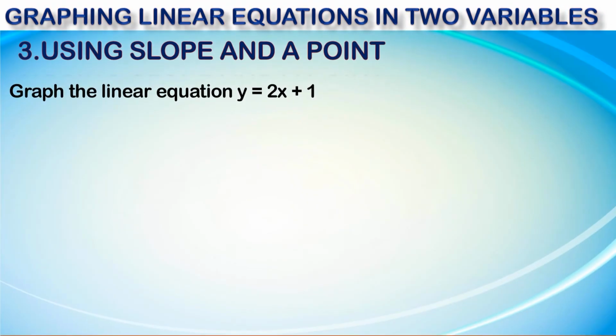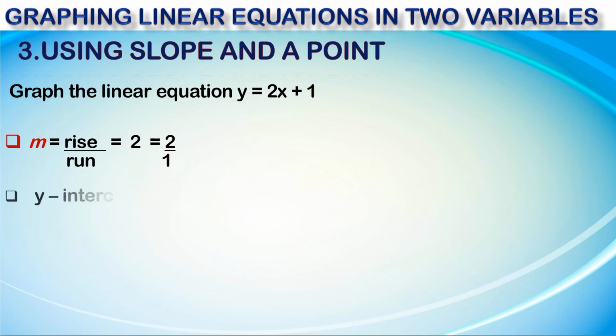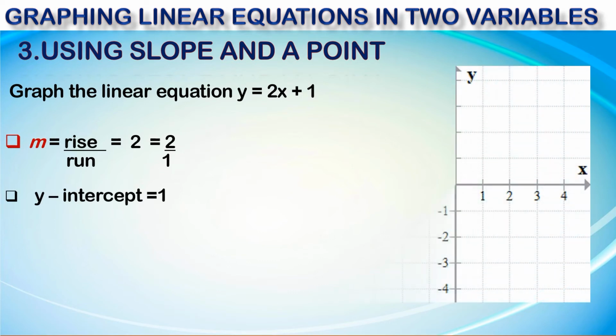Say for example, we're going to graph the linear equation y equals 2x plus 1 using the slope and a point. So what are we going to do? The linear equation is in slope-intercept form, y equals mx plus b. So the slope is 2, that means 2 over 1, or the rise is equal to 2 and the run is equal to 1. And the y-intercept is 1, so we're going to plot (0, 1) on the y-axis.